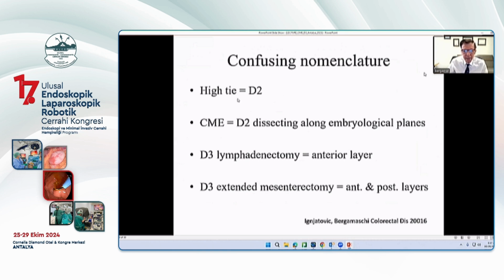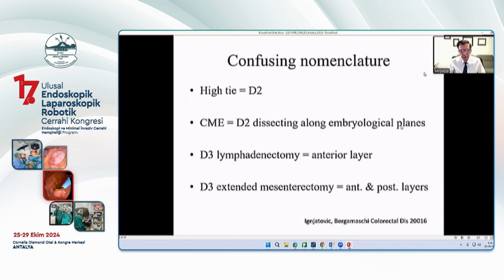What is a high tie? A high tie is not a D3 like it is in left colon or in rectal cancer. And the complete mesocolic excision, which is an acronym similar to the total mesorectal excision for rectal cancer, is basically a D2, still a D2, but it's dissecting along the embryological planes.